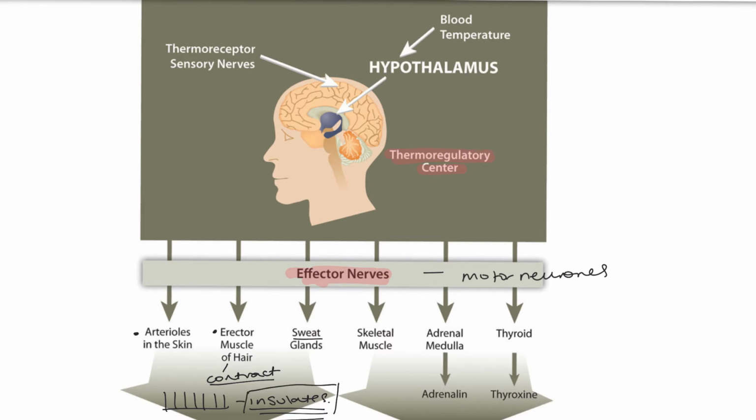And remember, it's the evaporation of sweat that cools us down. And skeletal muscle, this is all to do with increasing respiratory rate. Adrenaline, for the release of glucose, for all that extra respiration. And thyroxine to increase our metabolic rate, which is all linked to the same thing.